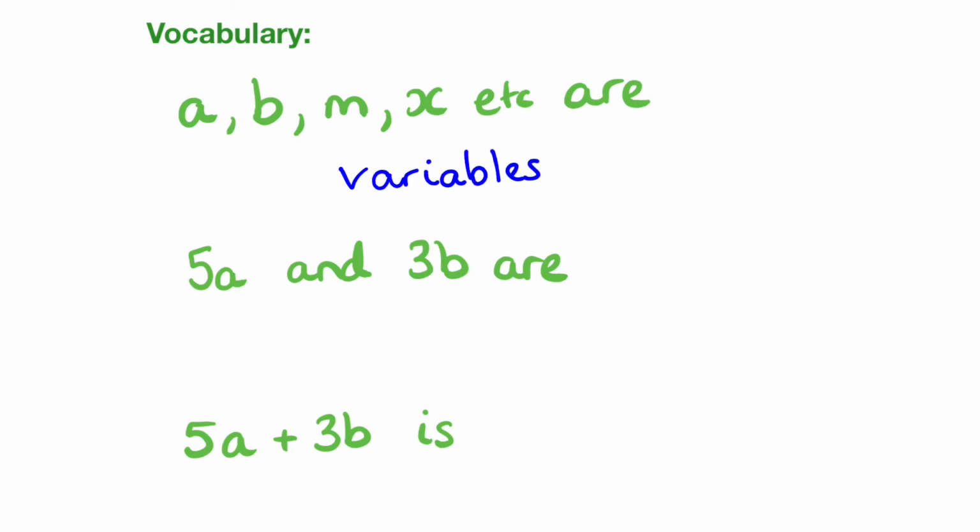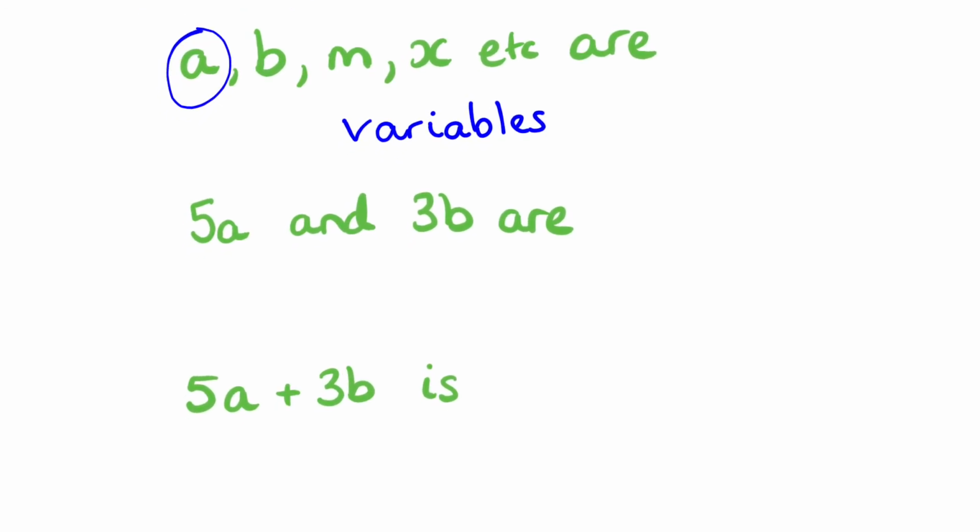And the reason for them being called variables is that their value can vary. If you think about it, the price of an apple in a shop varies depending on what kind of apple it is or which shop it is. So the value of individual letters can vary, so we call them variables. Now when we stick a variable with a number, or if we do something to a variable, like we times it by something or we square it, if we've got something like 5a or 3b, they are called terms.